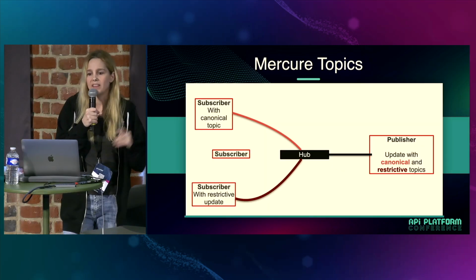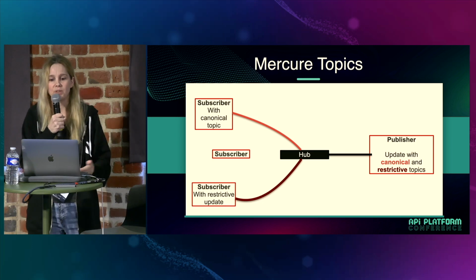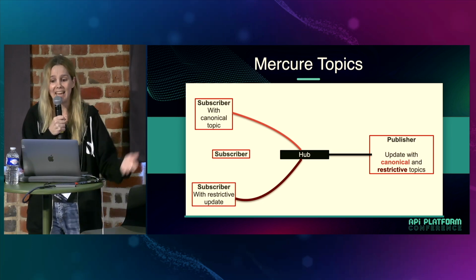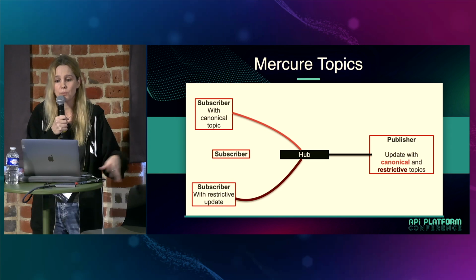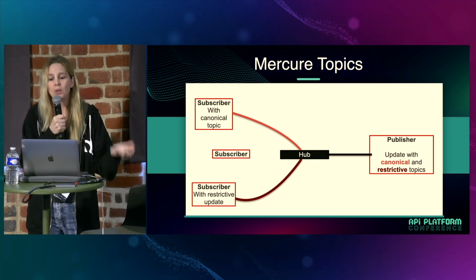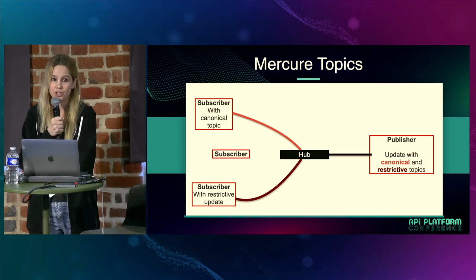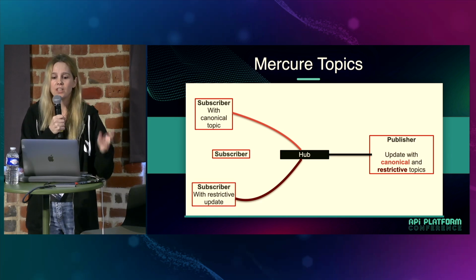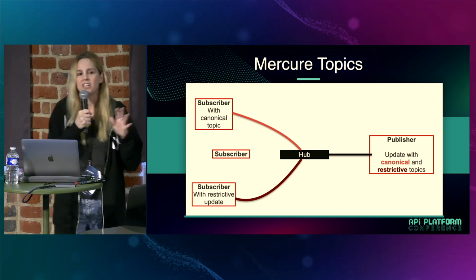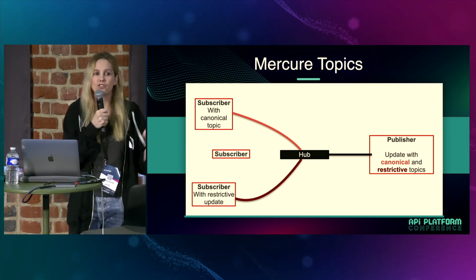But what's really cool is that for this resource, we can also set a canonical topic, so a general one, for all the subscribers who don't have this restrictive update in their Mercure subscribe claim. So they will receive updates for all activities, while the ones with the restrictive update will only receive the update about all suspicious activities they have access to. That's the difference. So this setup is really powerful because it allows us to manage permissions and control exactly who gets which updates, making our system modular and secure.